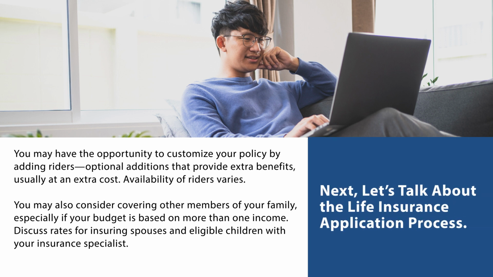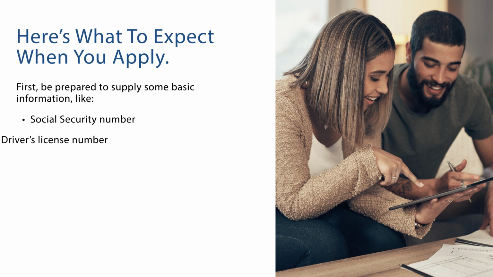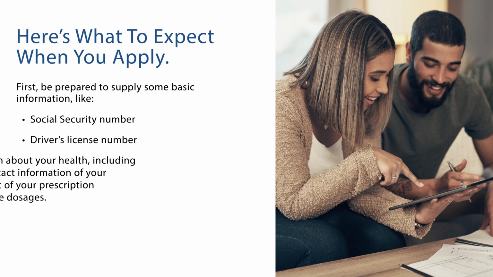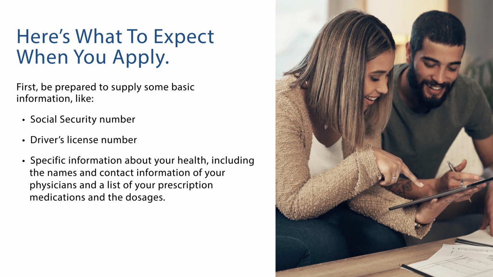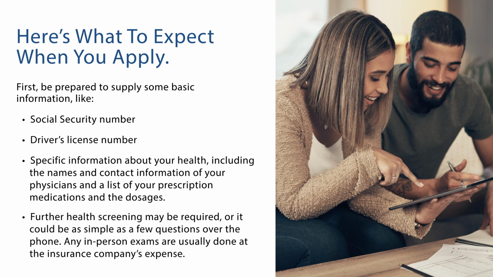Next, let's talk about the life insurance application process. Here's what to expect when you apply. First, be prepared to supply some basic information like Social Security number, driver's license number, specific information about your health, including the names and contact information of your physicians and a list of your prescription medications and dosages. Further health screening may be required, or it could be as simple as a few questions over the phone. Any in-person exams are usually done at the insurance company's expense.